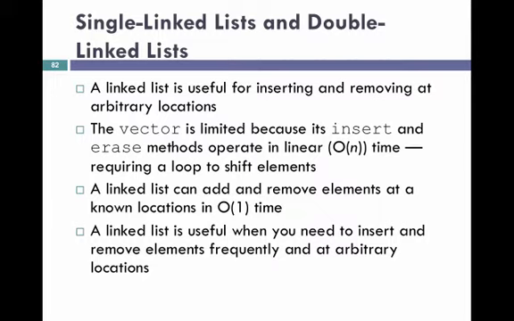The vector class was limited because it had insert and erase methods that took linear time in order for a loop to shift the elements when we inserted and deleted in the middle of the vector. So a linked list can add and remove elements at known locations in order one time. It's useful when you need to insert and remove elements frequently and at arbitrary locations.